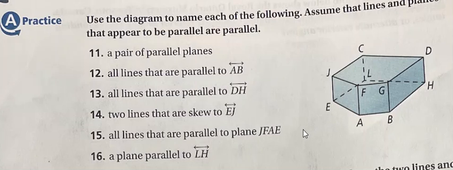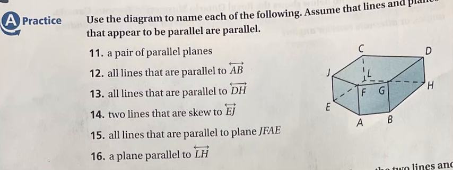All lines that are parallel to plane JFAE. So a line is parallel to a plane if they do not intersect. So we're looking at JFAE. So we're looking basically at this side right here, this plane right here. And so if we're looking at lines that are parallel to the plane, these are the ones that would be like CL, DH, and GB.